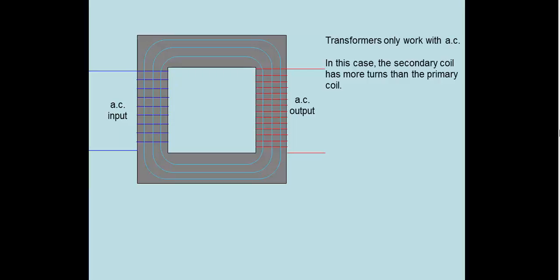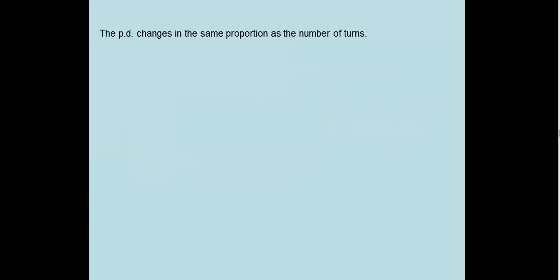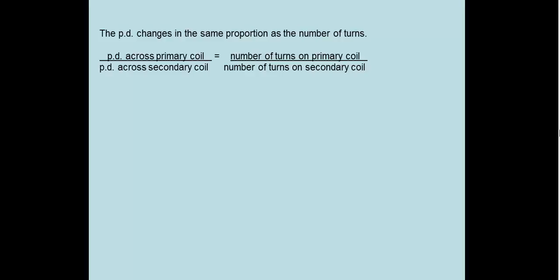In this case, the secondary coil has more turns than the primary coil. This means the output potential difference will be greater than the input potential difference. We call this a step-up transformer. The number of turns goes up, the potential difference goes up as we go from input to output. The potential difference changes in the same proportion as the number of turns.